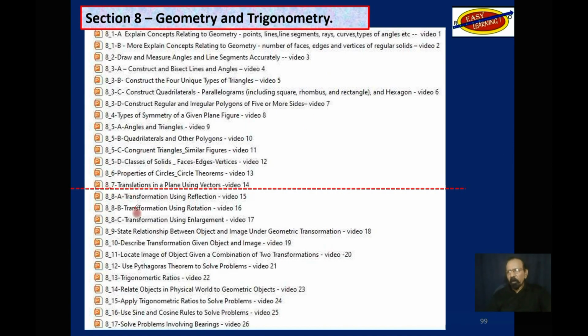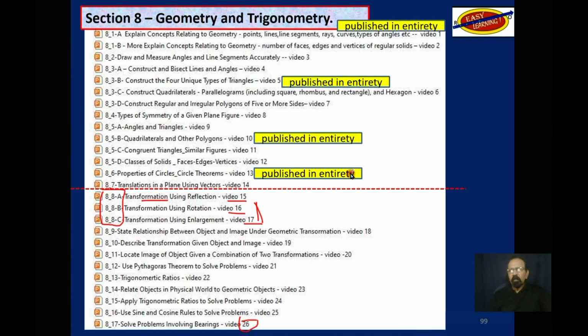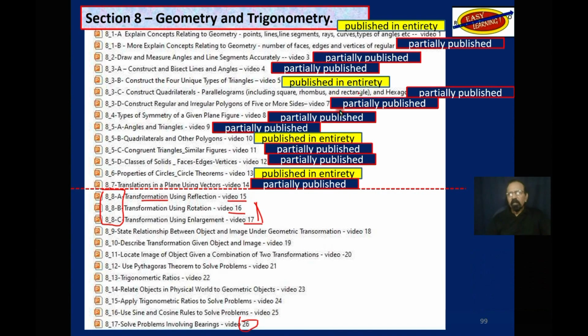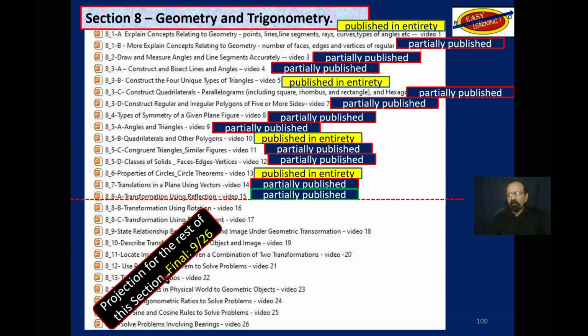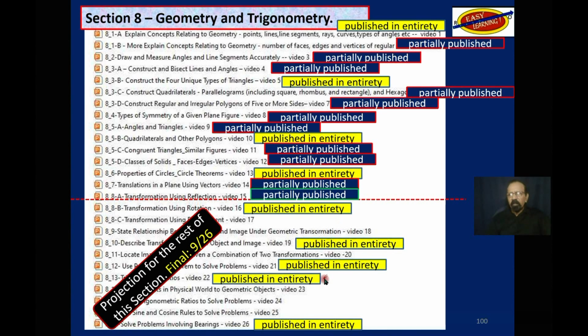So this is where the problem arose. Instead of doing 1 video here, I'm now doing 3. This is video 15. But then I also have a 16 and a 17, so 2 additional videos, which sent it up from 24 to 26. Those are all published in their entirety. These are published partially. We are now here, video 15. When this is finished, it will be published partially.